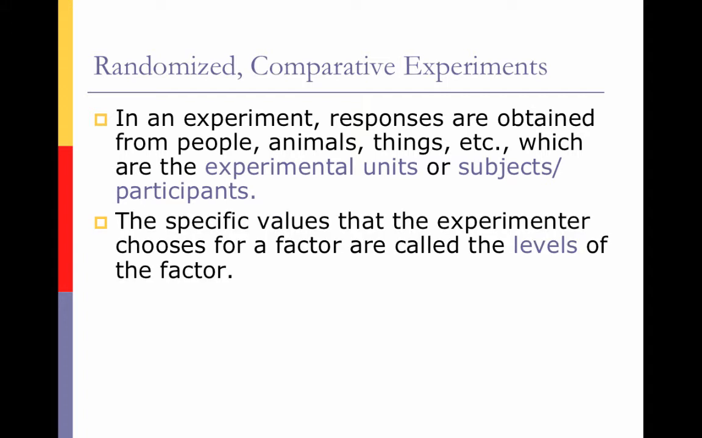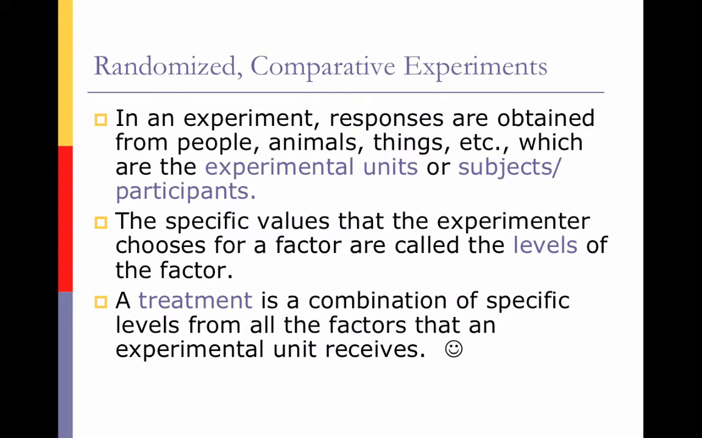The specific values that the experimenter chooses for a factor are called levels of the factor. For example, if you're testing a migraine medicine, but you're not sure what the proper dose is going to be, you might give a half dose and then what you think a full dose is. Those are two different levels of the factor of the medication.